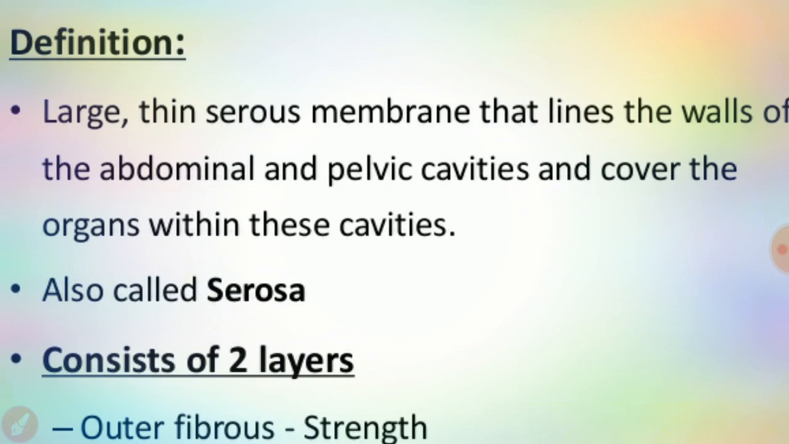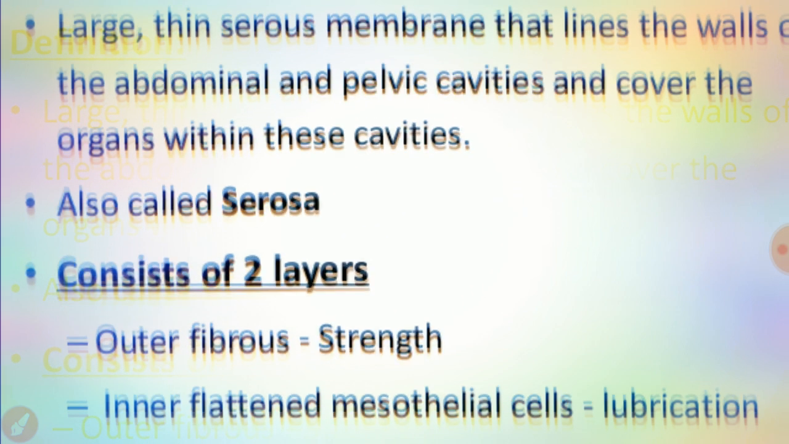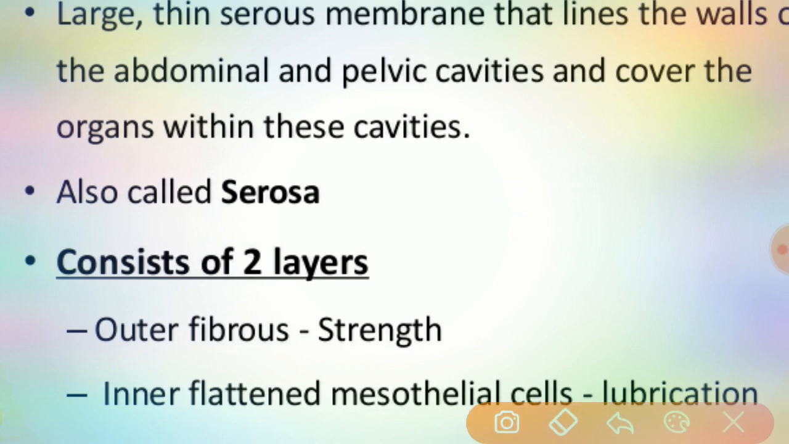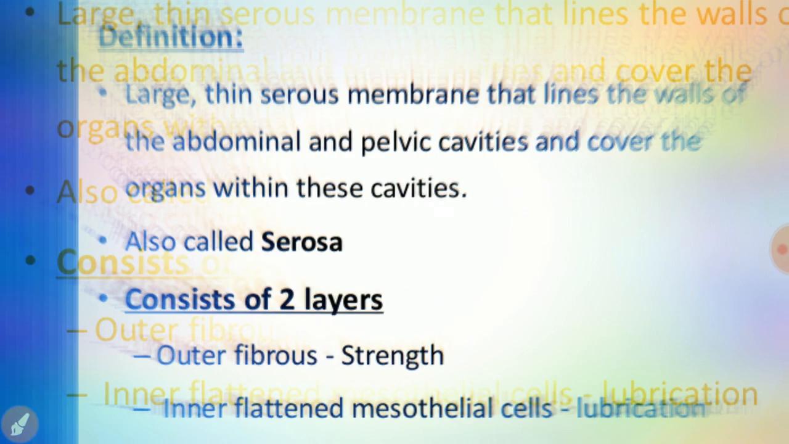The peritoneum consists of two layers. The first one is the outer fibrous layer, which has great strength. The second layer of the peritoneum is the inner flattened mesothelial cells, which are lubricating in nature, whereas the outer fibrous layer particularly provides strength. These are the two layers of the peritoneum.